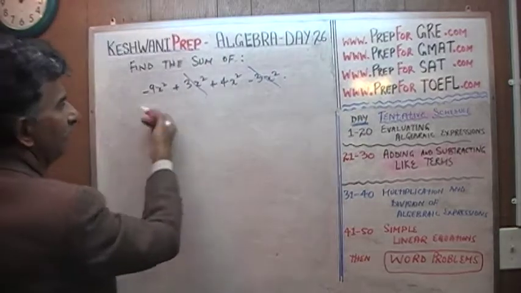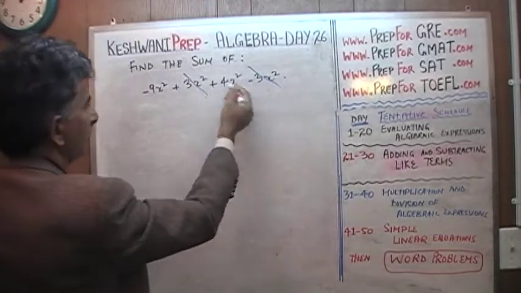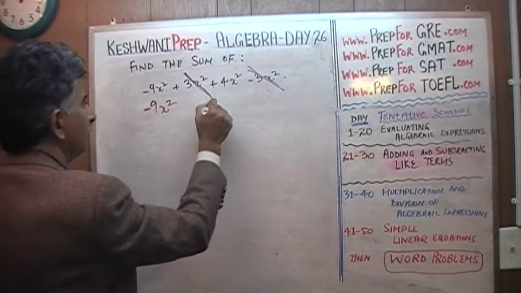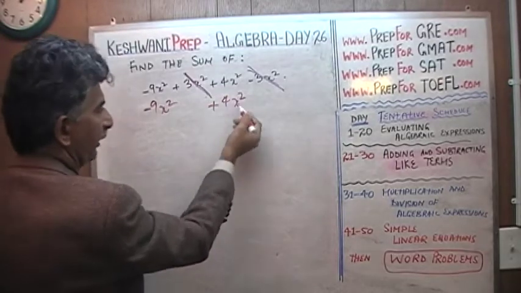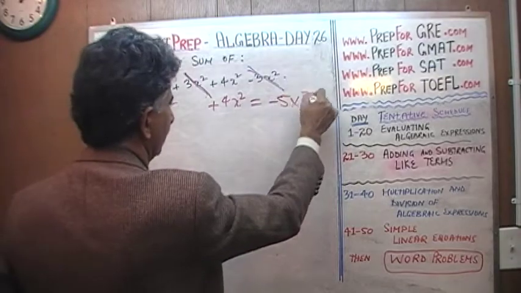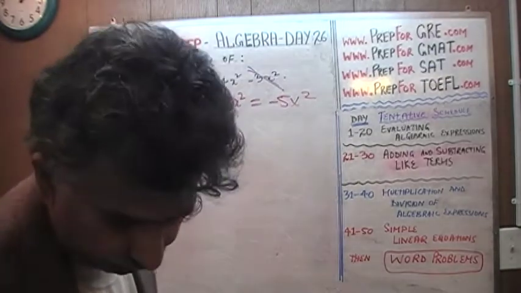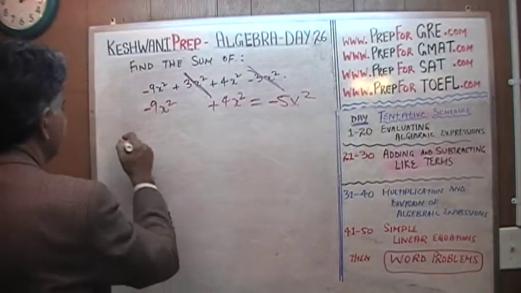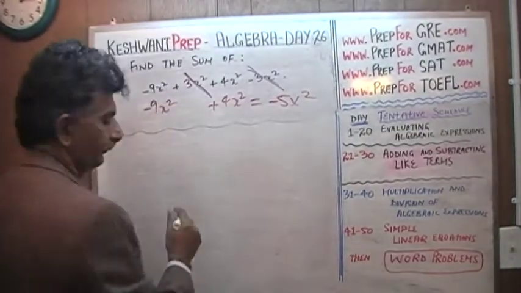We are told, what's the value of this expression? Well, positive 3x and a negative 3x drop out, and basically it's negative 9x squared plus 4x squared, which gives us altogether a negative 5x squared. That's our answer. Let's move on to the next problem.